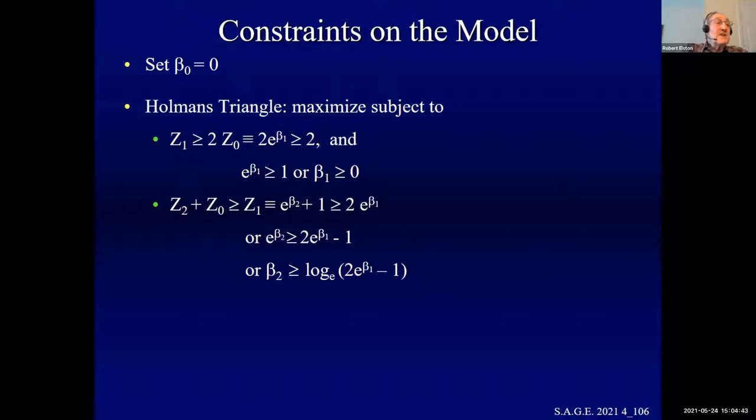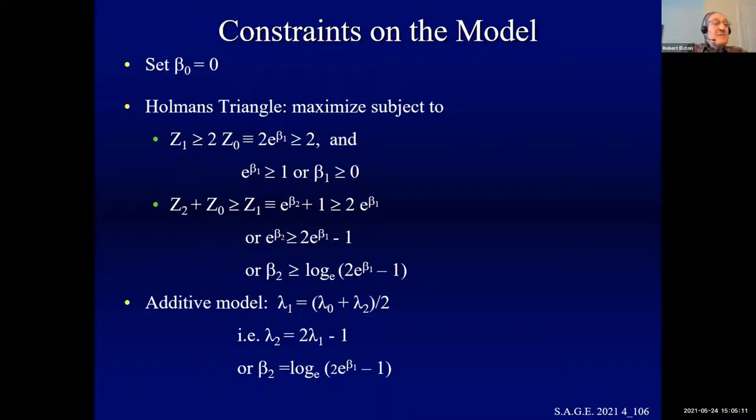We also say that z2 plus z0 must be greater than z1, which is another way of saying e to the beta 2 plus 1 must be greater than or equal to 2 times e to the beta 1. Or in other words, e to the beta 2 greater than or equal to twice e to the beta 1 minus 1. Or put it another way, beta 2 is greater than or equal to the log of 2 e to the beta 1 minus 1. So in the additive model, lambda 1 equals lambda 0 plus half of lambda 1 plus lambda 0 plus lambda 2, i.e., lambda 2 equals 2 lambda 1 minus 1. Put it back on the beta scale, and you're saying beta 2 is the natural log of 2 e to the beta 1 minus 1.